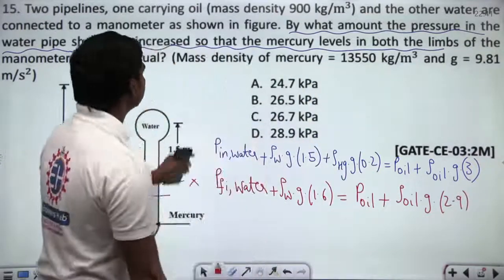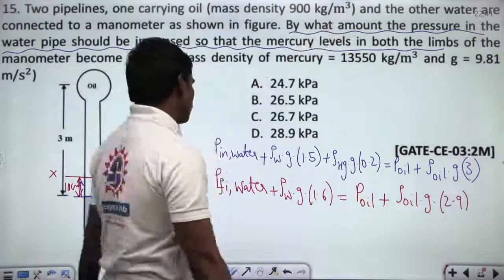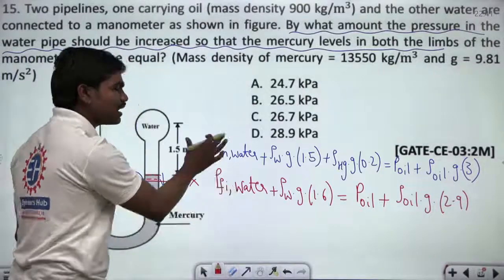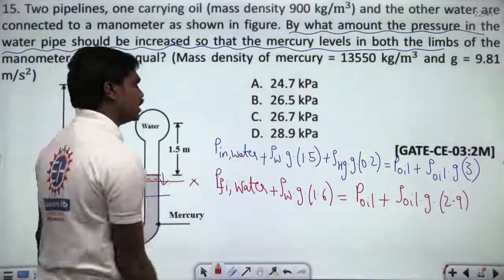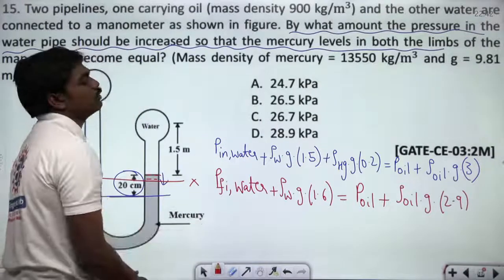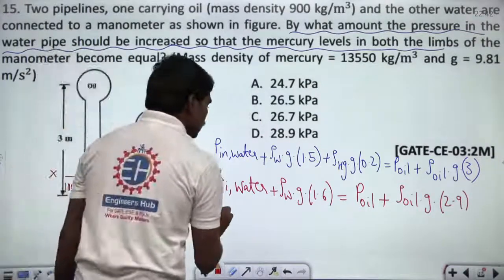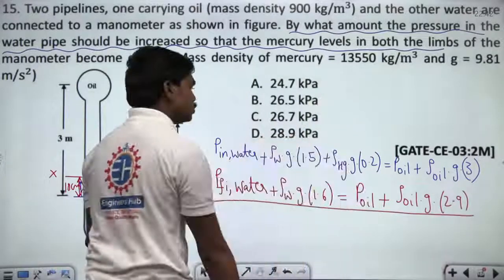So what he is asking for is by what amount the pressure should increase. By what amount means this P final minus P initial. This is what he is asking for, correct? So P final minus P initial, what is this value? This is what he is interested in. So let us subtract these two. If you subtract these two, what will happen?